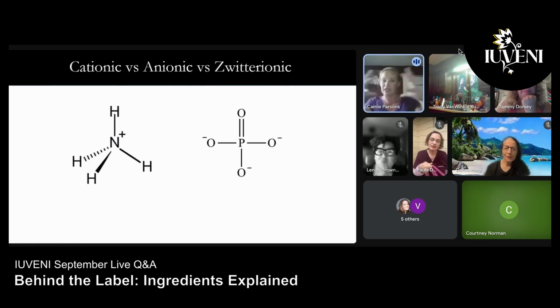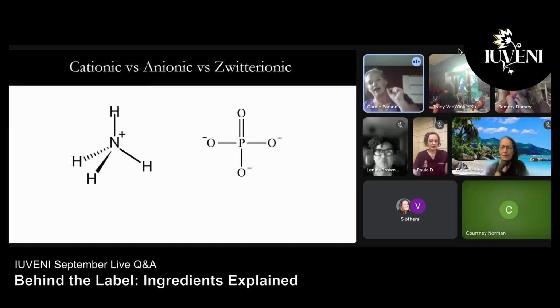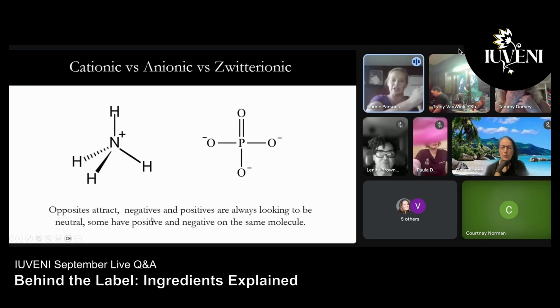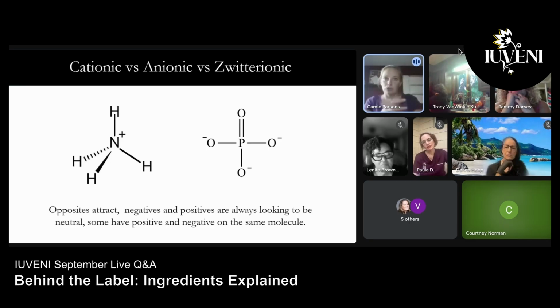Again, it depends on how many bonds it has, how big it is, whether they're on the edge, what's going on. These are the basics so that when you look at a molecule, you can go, okay, I can see that. That makes sense. Remember always, opposites attract. Negatives will always be attracted to positives. Positives will always be attracted to negatives because they're trying to be neutral. That's just what they do.